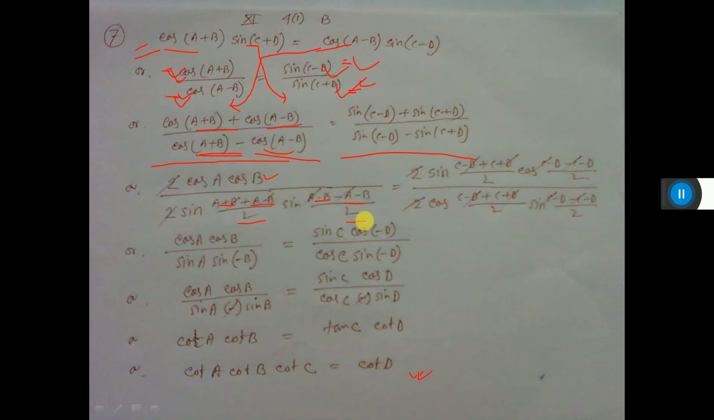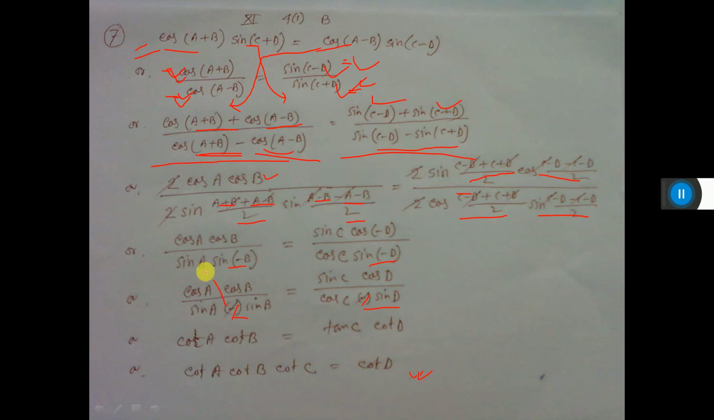Here also the sin C plus sin D formula, 2 sin((C plus D)/2) cos((C minus D)/2), and here also the sin C minus sin D formula, 2 cos((C plus D)/2) sin((C minus D)/2). So here just do the calculation. Sin of minus theta is minus sin theta, here also sin(minus D) equals minus sin D, and this minus minus cancels.